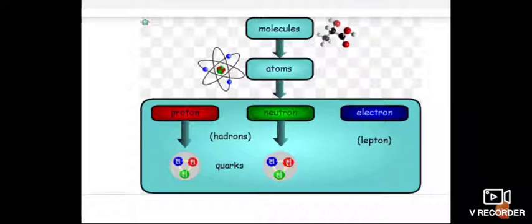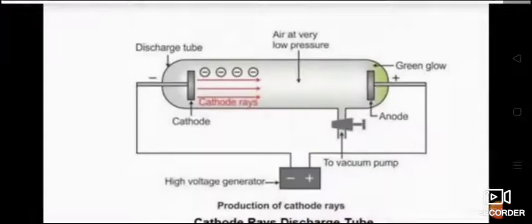So from this he discovered the electron, and around 1850 many scientists, mainly Faraday, began to study electrical discharge in a partially evacuated tube known as a cathode ray discharge tube. So in 1850 the cathode ray discharge tube experiment was carried out. That was the first experiment carried out towards the study of fundamental particles. So first they started with electrons.